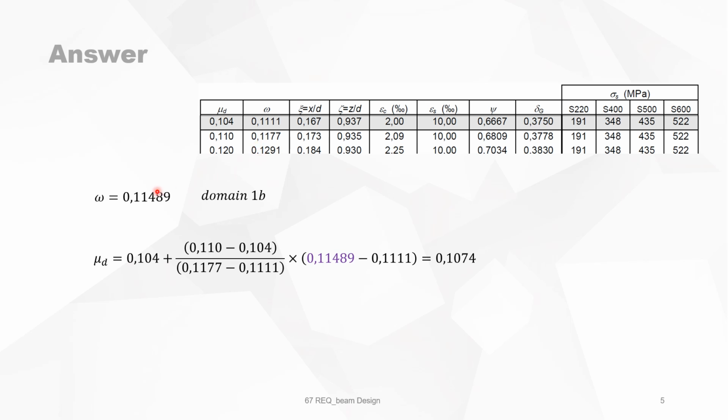We make an interpolation for omega to find mu d, the reduced bending moment. Of course, this is the classic way of doing it. And we have 0.1074. And with this reduced bending moment and with the definitions of mu d, we can directly calculate what is the resistance bending moment, and it will be 401 kilonewton meter.